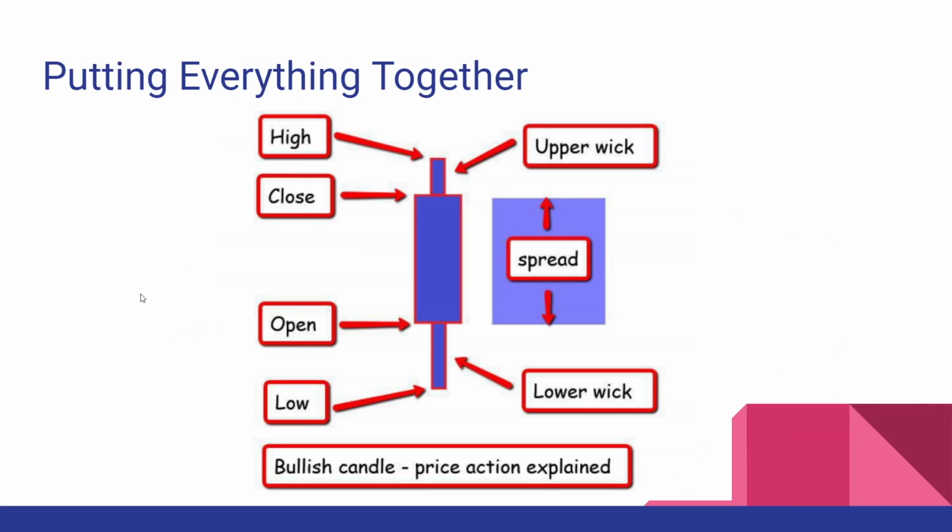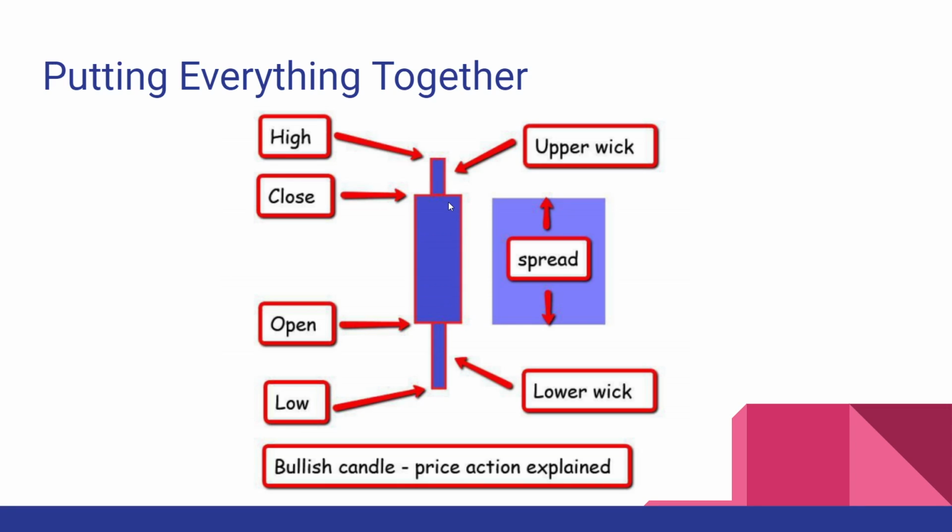Now let's just put everything together. The open is where the start of the body is, and this is for a bullish candle. The close is the top of the body. The high is at the end of the upper wick. This part right here is the upper wick. This is the lower wick at the bottom end of the candle. The low is at the very end of the lower wick. And then the spread of the candle is the distance between the open and the close.